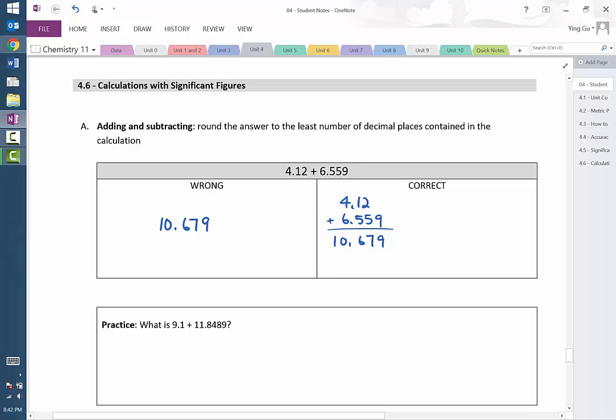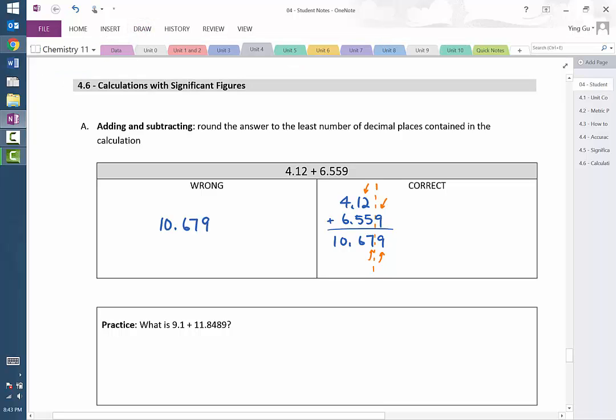In 4.12, the estimated value is this number 2, which makes this number 7 an estimated value because there is some error that's coming from that 2 up top that's going to come into that 7. In the number 6.559, the 9 is an uncertain value. That is the number that you estimated, which makes this number 9 also an estimated value. And so there we have our problem. In our final answer, 10.679, we have 2 estimated digits when we are only allowed to have 1. What that means is we must cut our number off. We must report our final answer right here after the 7.